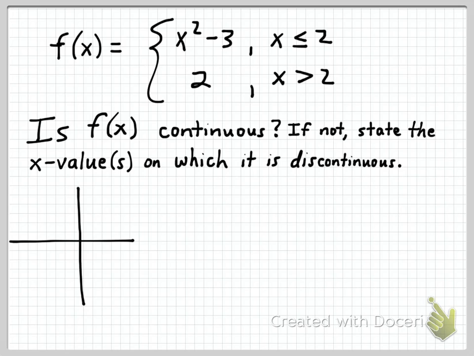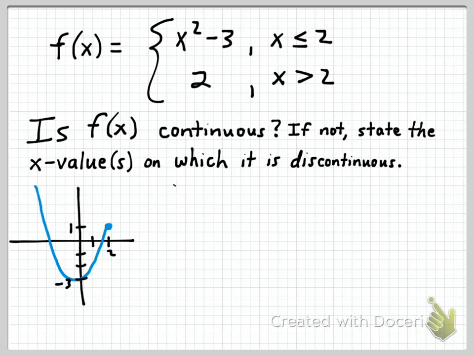When x is equal to 2, the value of the function x squared minus 3 is actually 1. So 2 squared minus 3 is 1. Let me draw that in a different color. We know that the function x squared minus 3 is a parabola. It comes down here and goes right up there. And right down here the y-intercept is negative 3. So that's the first piece of the piecewise function.